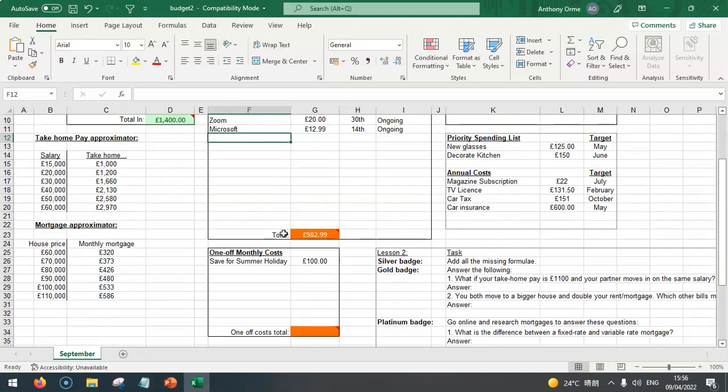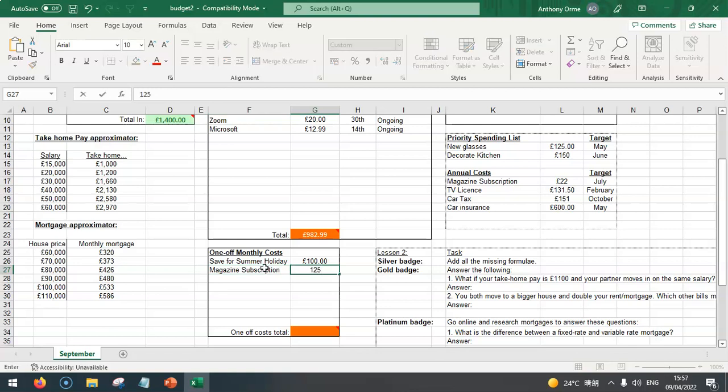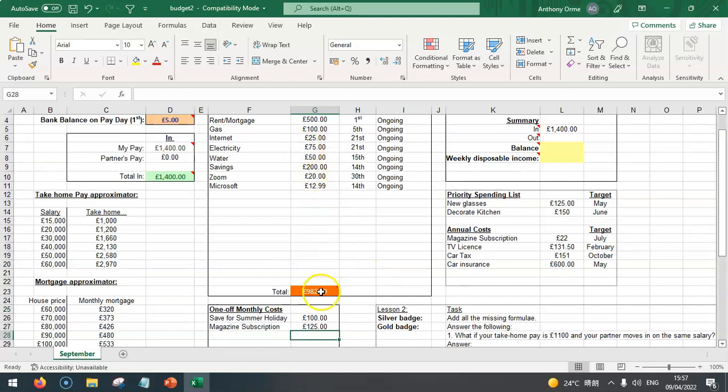Okay, and any one-off monthly costs. So I've got save for a holiday, perhaps. What else might I have this month? Maybe I have a magazine subscription coming out, which is like 125. Okay, so this has worked out the cost.